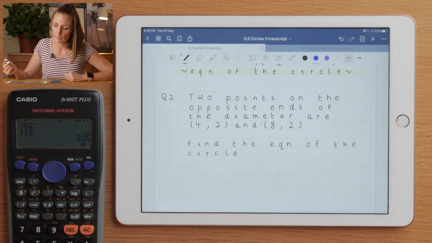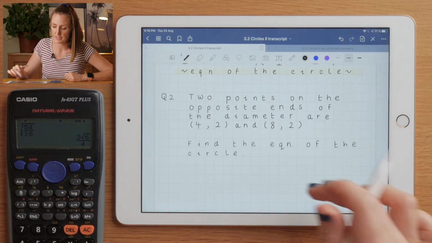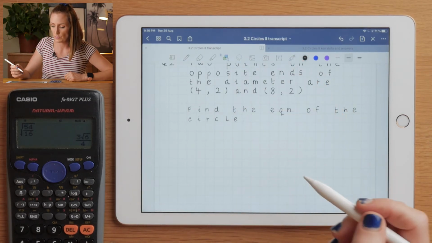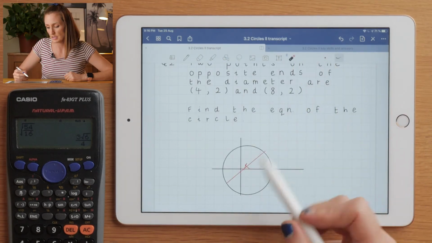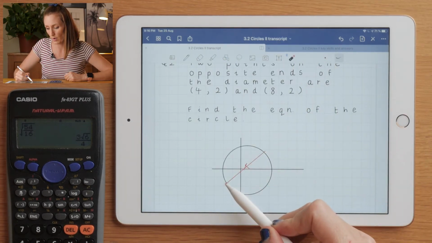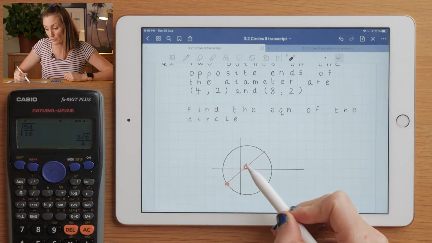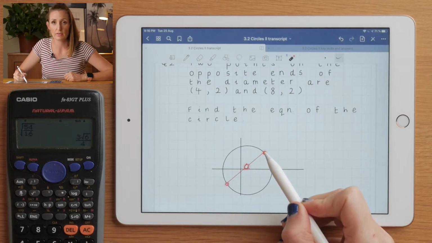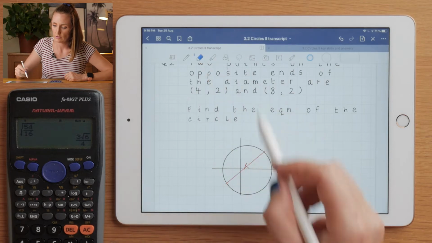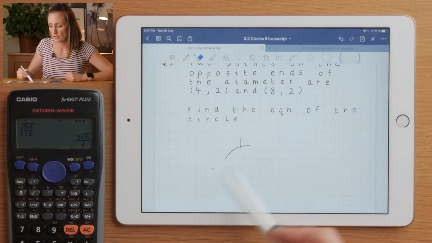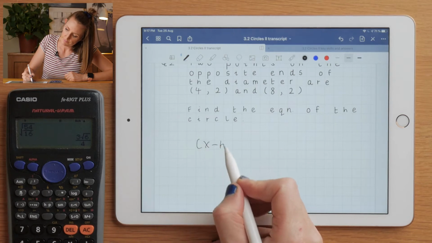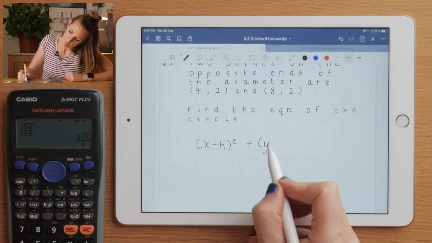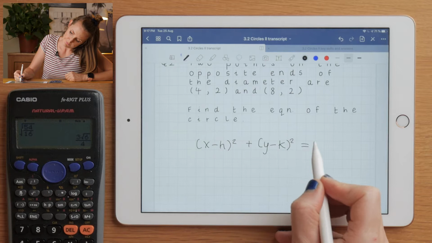Question 2, we've been given 2 points on the opposite sides of the diameter. If you don't know what a diameter is, for example, if this is a circle, the diameter goes from one side on the circumference through the center back to the other side. So in order to find the equation for the circle, we need 2 pieces of information. We need the center and we need the radius.